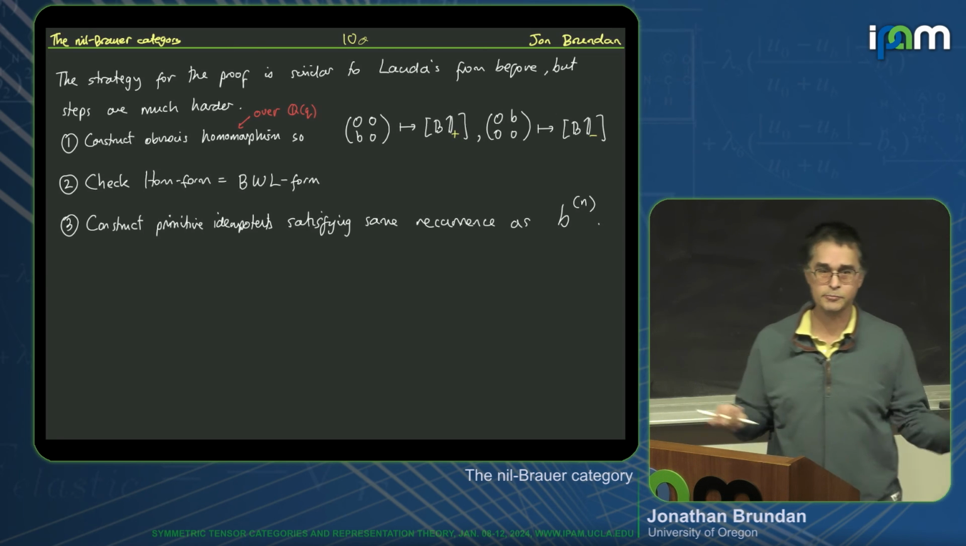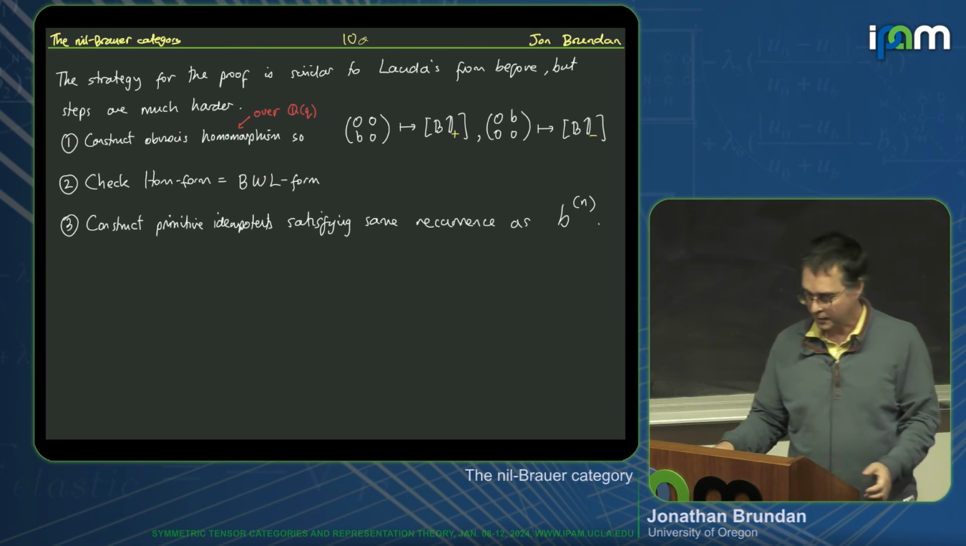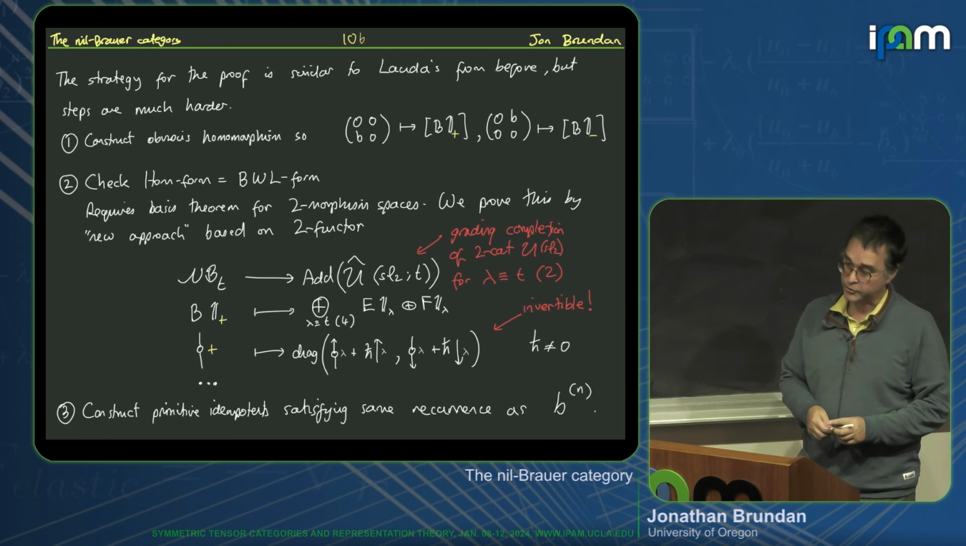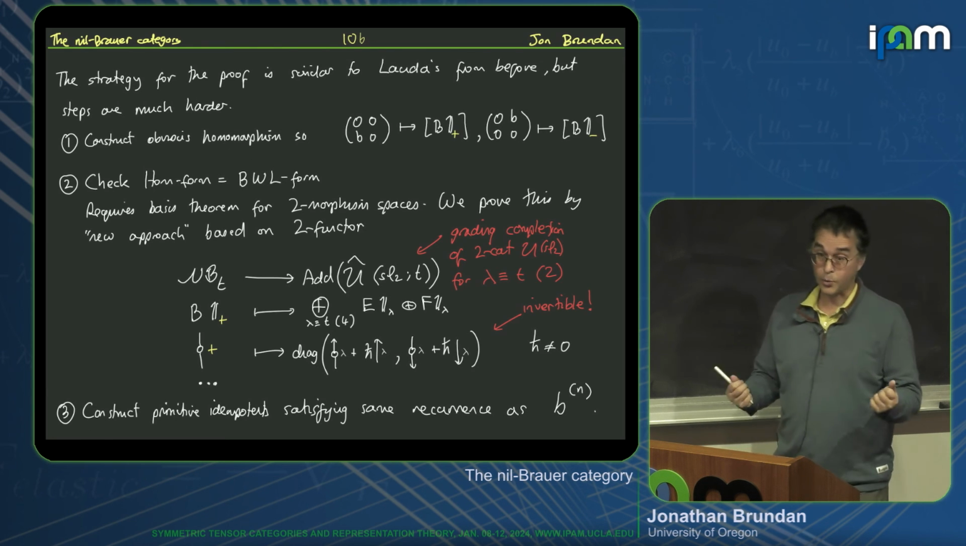The definition of the nil-Brauer category looks harmless, but it's extremely difficult actually to work with this.